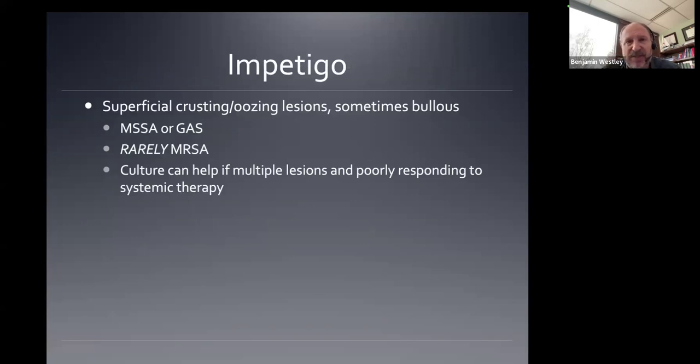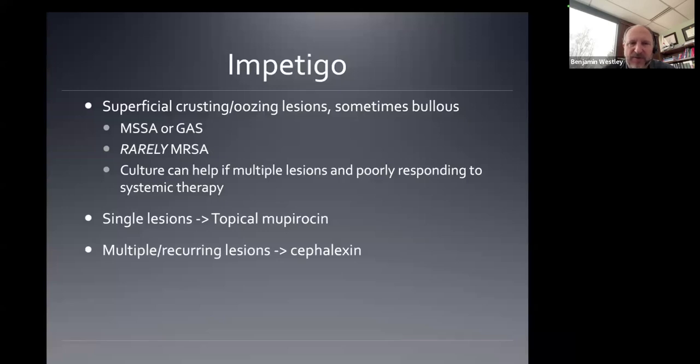So when people use the term impetigo, what does that really mean? These are very superficial, lifted up, crusting, oozing, sometimes either blistered or honey-colored surface lesions, typically Staph aureus or group A strep, and it's quite uncommon for MRSA to cause impetigo, thankfully, although it can. If there are multiple lesions and they are not responding to usual treatment, which would be cephalexin or topical treatment, a culture can help just make sure it's not MRSA.